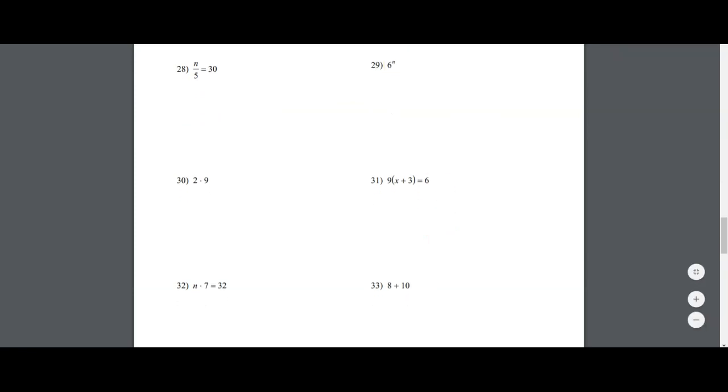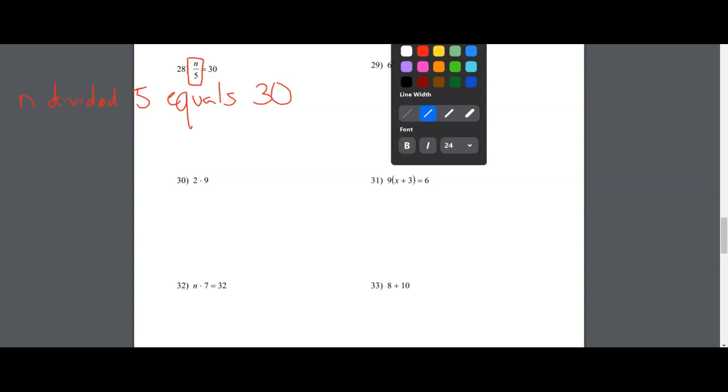Okay, 28, we have an equation, so we're going to have to use a word for that equal sign. Let's first think about what we have on the left-hand side. We have this n divided by 5, and you could say that, right? You could just simply say n divided by 5 equals 30. That's probably the most basic way to say it, but it's certainly correct. Let's be a little more creative.